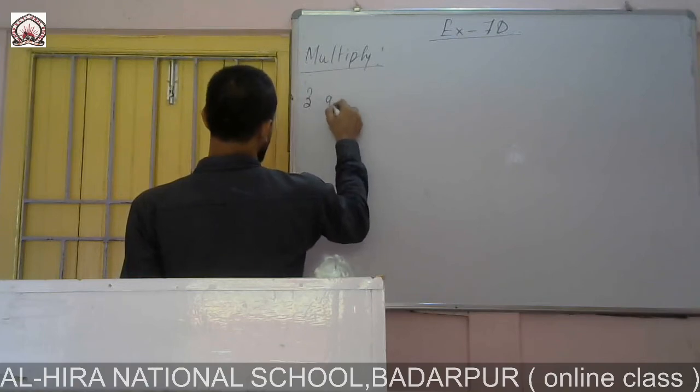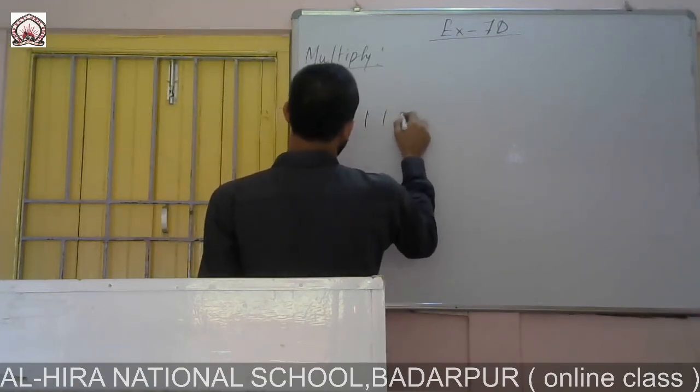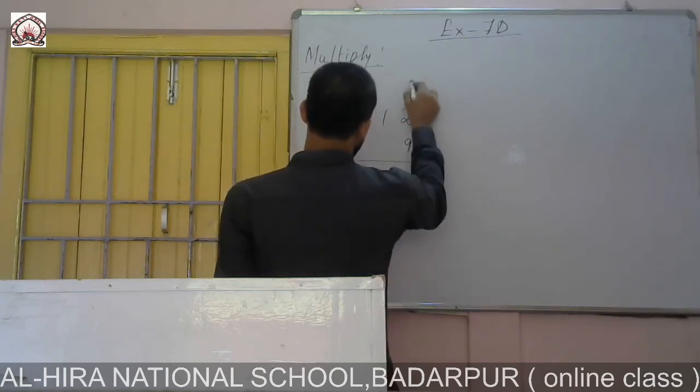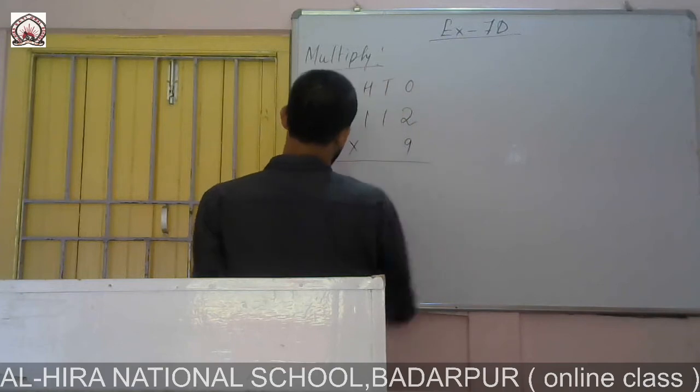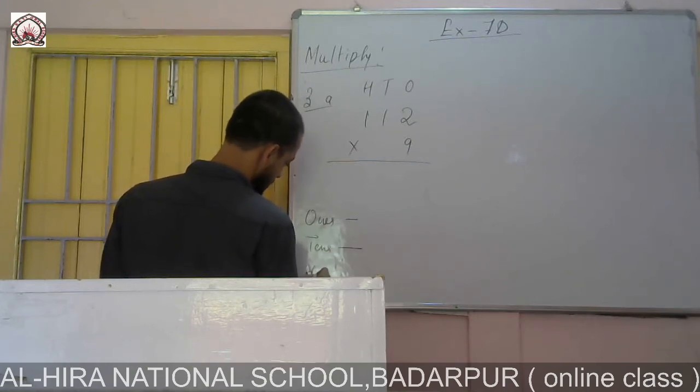Now question number 3a. 112 multiplied by 9. Okay, so ones, tens, hundreds. So like earlier, at first we will multiply which place? Ones place, then tens place, then hundreds place.